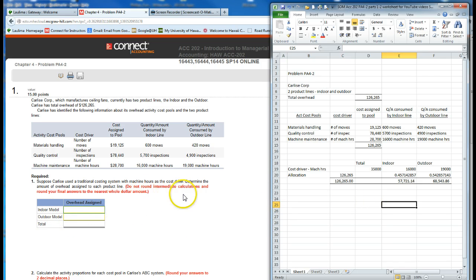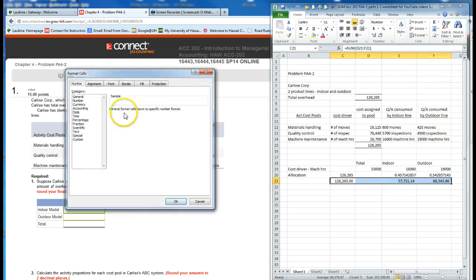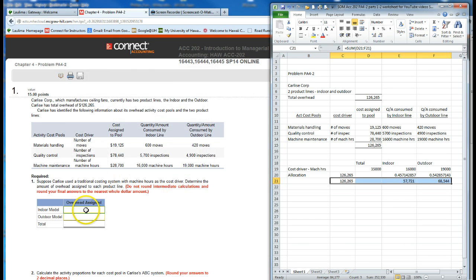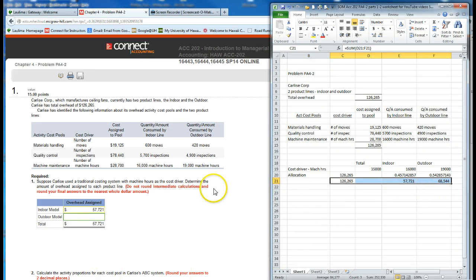57,721. It says do not round intermediate and round final answers to the nearest whole dollar. So actually we should round these to the nearest whole dollar right here instead of using 2 decimal places. Yeah, so 57,721 and 68,544.